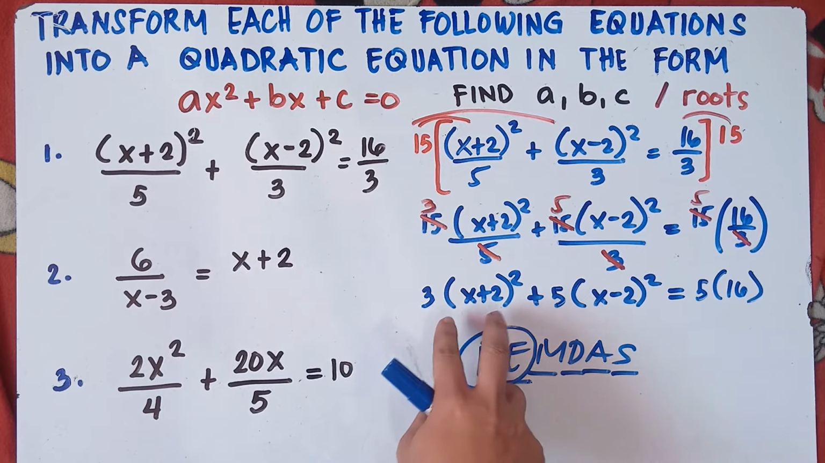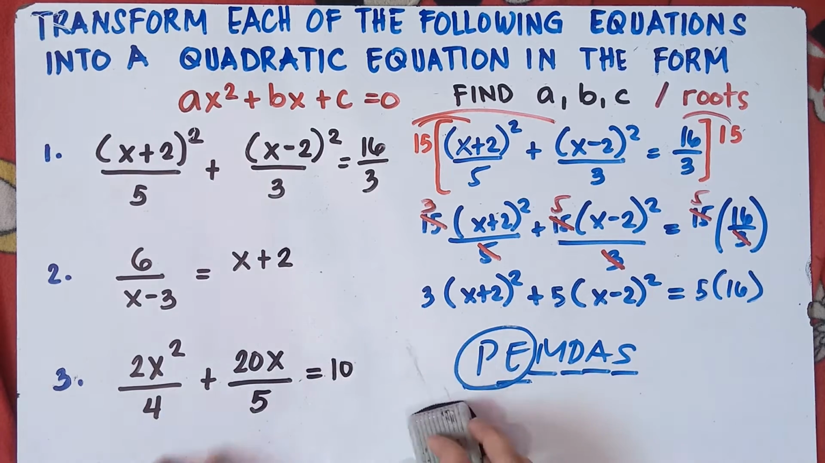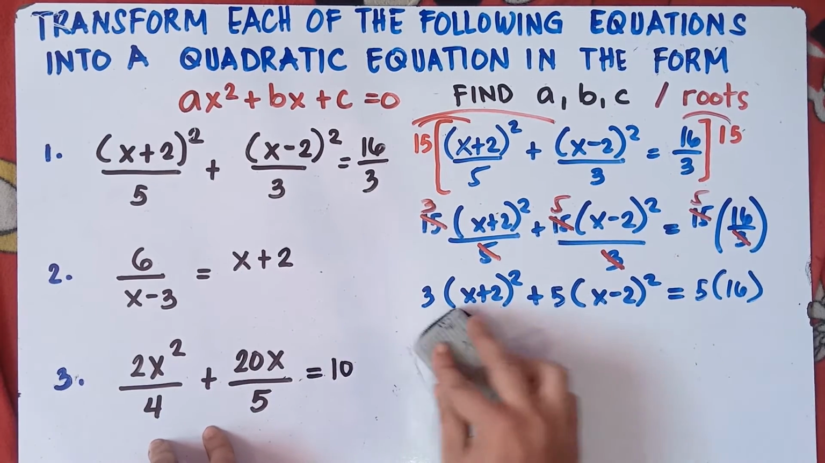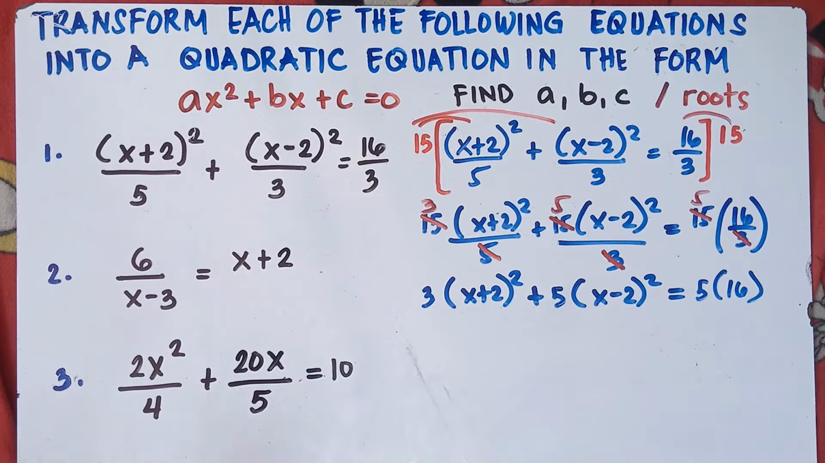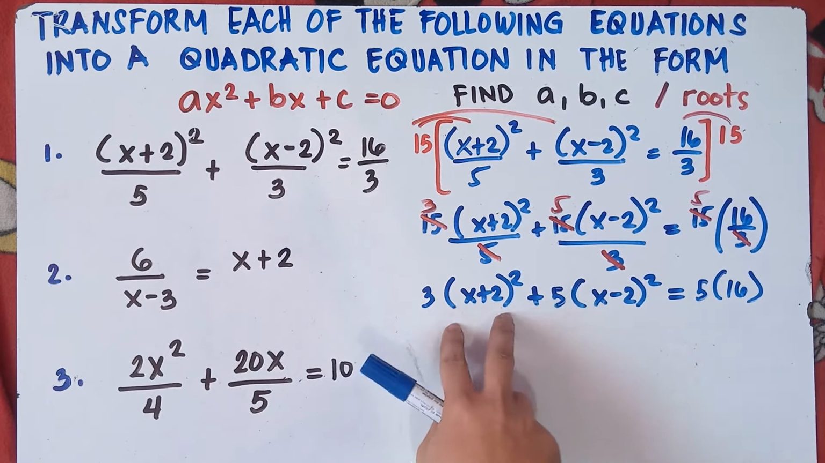I hope you get this one, class. Simplify this one first before multiplying it by 3. Alright, so let's simplify x plus 2 quantity squared. So once again, remember this one, class. X plus 2 quantity squared. So we simplify this one.